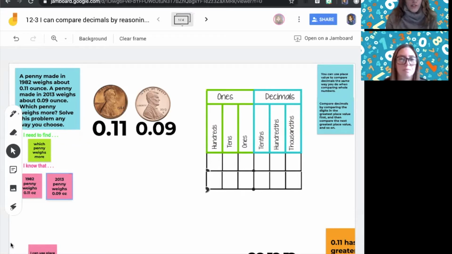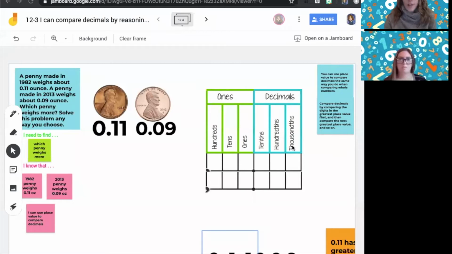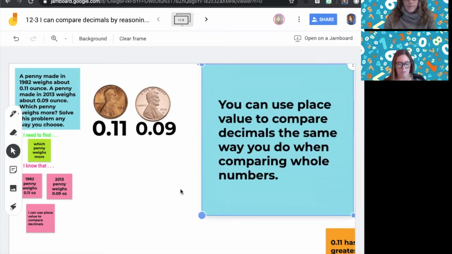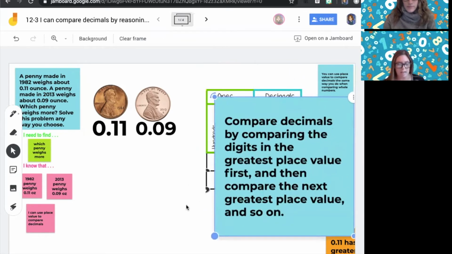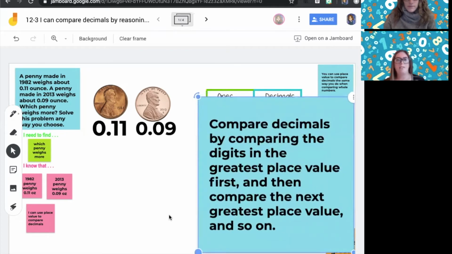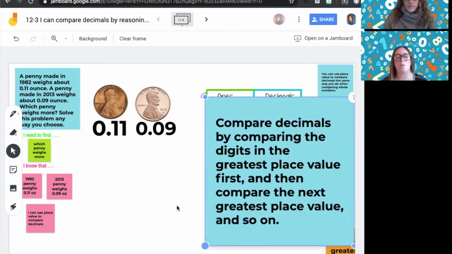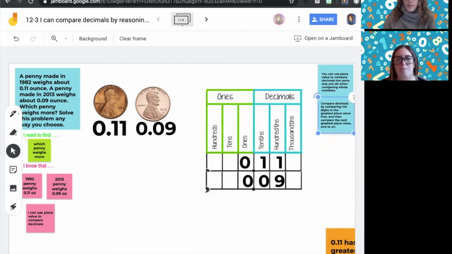So in order to find which penny weighs more, what can we use? So we can use place value to compare decimals. Let's put our numbers in our chart. Great. So you can use place value to compare decimals the same way you do when comparing whole numbers. Compare decimals by comparing the digits in the greatest place value first, and then compare the next greatest place value, and so on. So let's look at the chart.